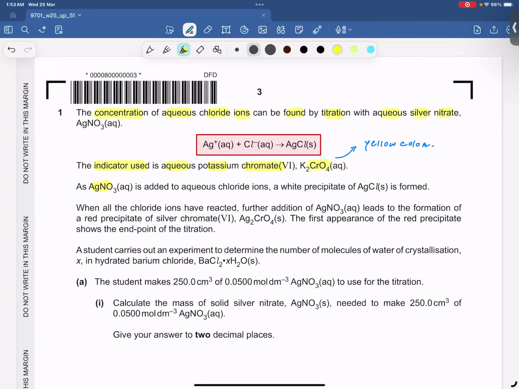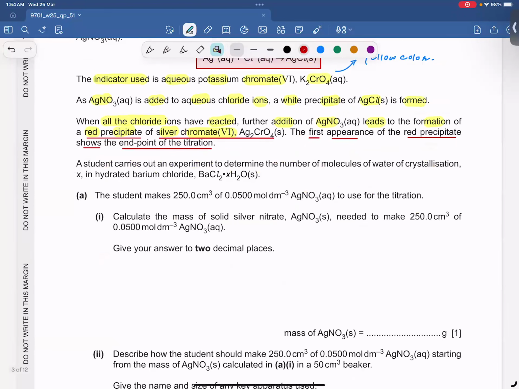As silver nitrate is added to aqueous chloride, a white precipitate of silver chloride is formed. That's what we have done in AS also. You have done this whole thing in O level also. When all the chloride ions have reacted, further addition of silver nitrate leads to the formation of a red precipitate of silver chromate. That's very, very important, that silver chromate is a red precipitate. So the color changes from yellow to a red precipitate. The first appearance of the red precipitate shows the end point of the titration. That's very, very appropriate information, which we need to consider later on when we solve the questions in the later parts. Okay.